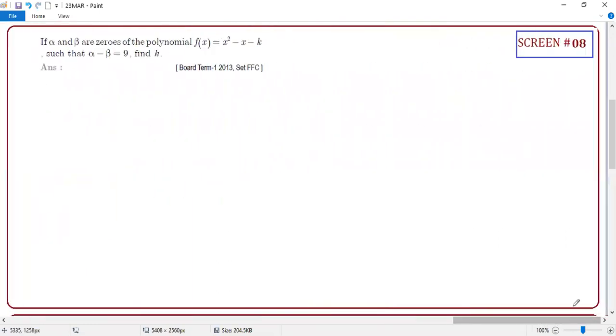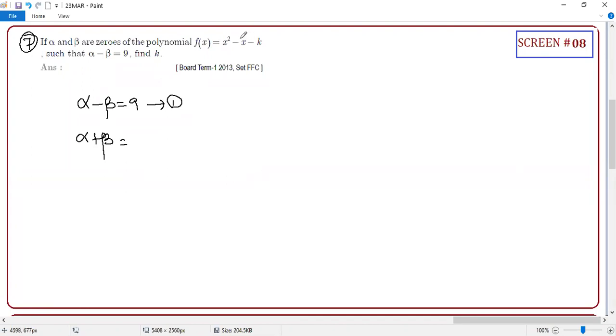Start with question number 7. Any idea? So how to find the value of k? Guys, what they have given is alpha minus beta equal to 9, equation number 1. If alpha and beta are the zeros, you can quickly find alpha plus beta by using the zeros and coefficient relationship. What is alpha plus beta?